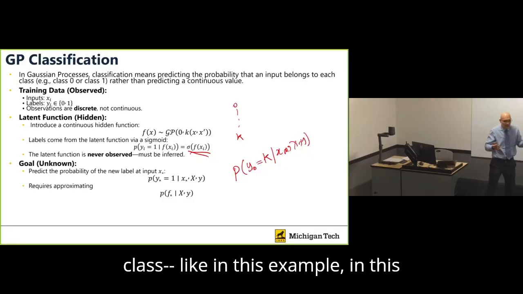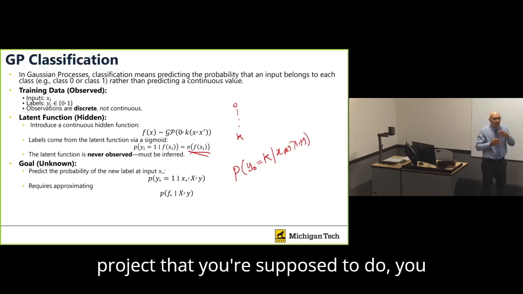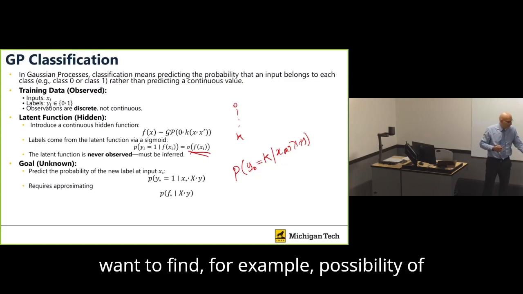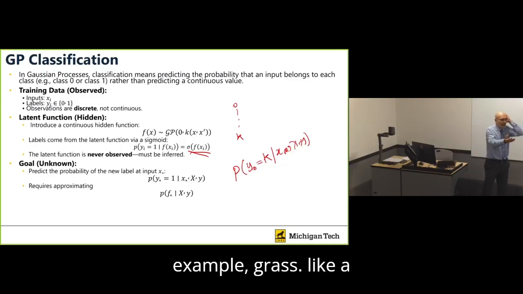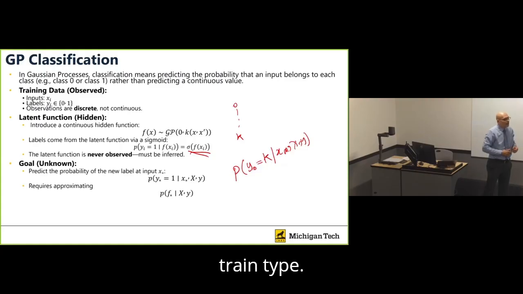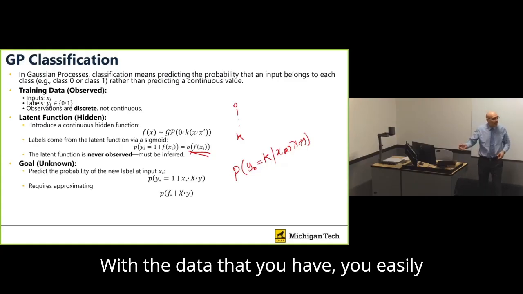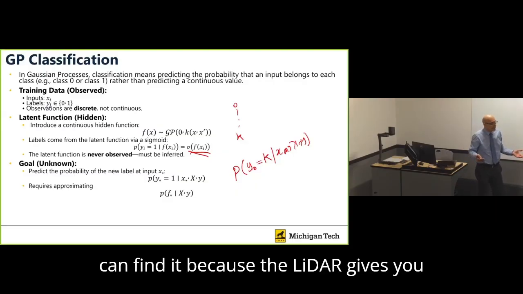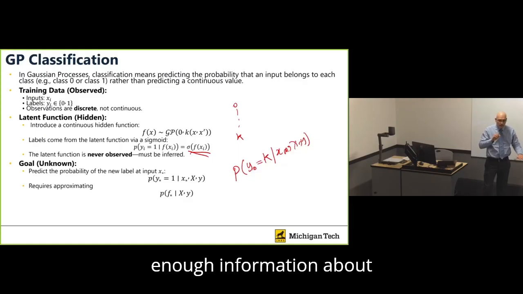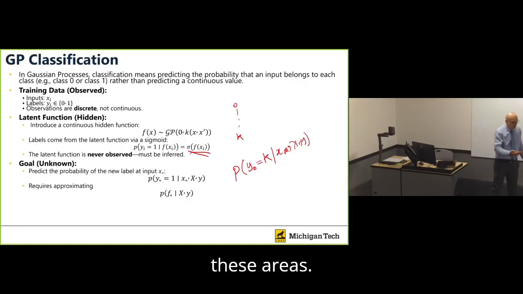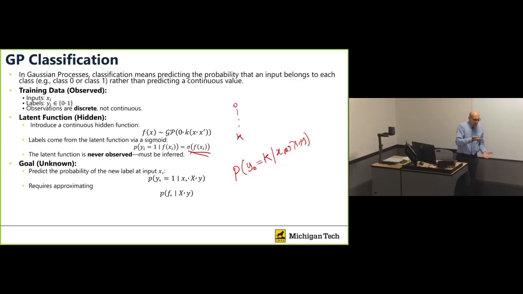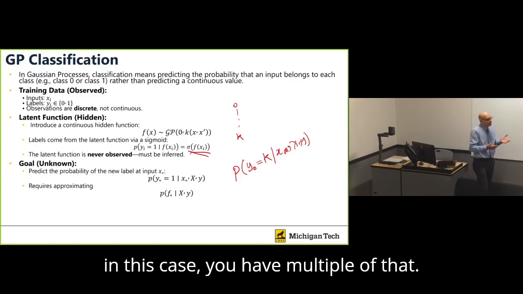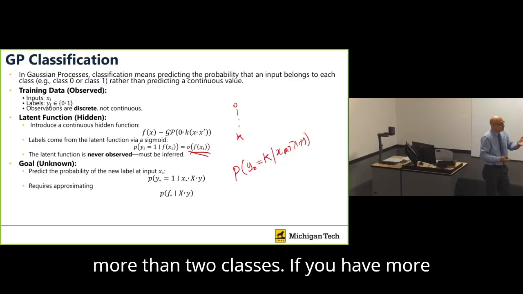So for example, in this project that you're supposed to do, you want to find the possibility of being a road, the possibility of being a sidewalk, and the possibility of being, for example, grass, like a terrain type. With the data that you have, you can easily find it because the lidar gives you enough information about these areas, and at least based on the depth, you can find that. And in this case, you have multiple classes, so you have more than 2 classes.